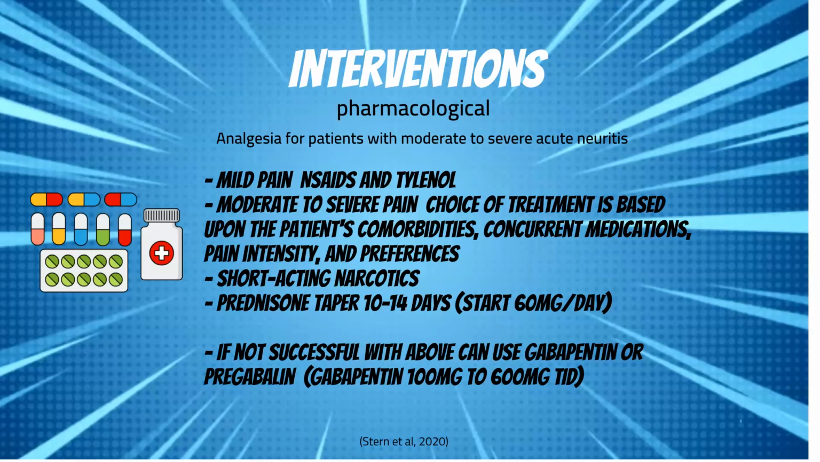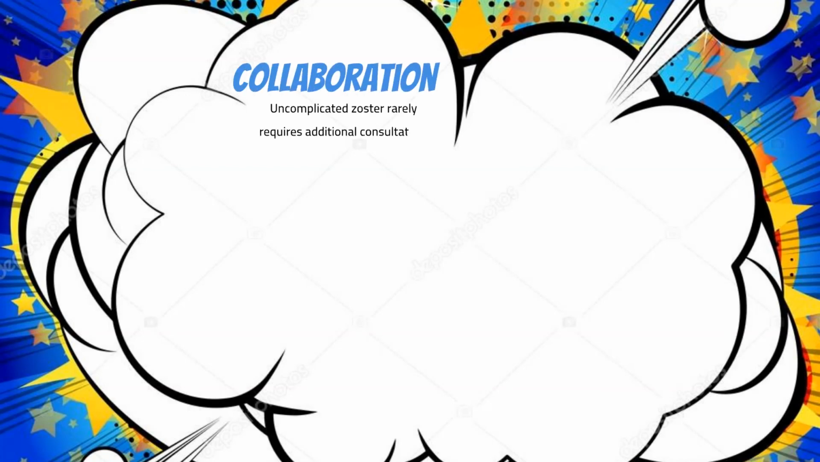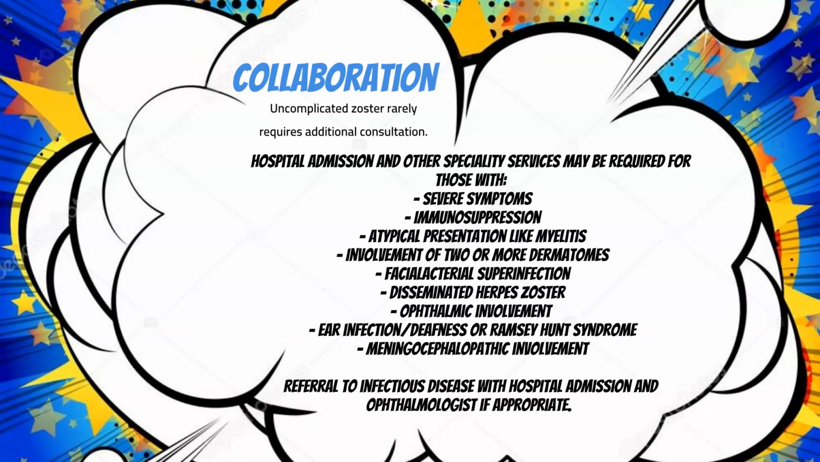Healthcare collaboration. Uncomplicated herpes zoster rarely requires additional consultation. Hospital admission and other specialty services may be required for those with severe symptoms, immunosuppression, atypical presentation like myelitis, involvement of 2 or more dermatomes, facial lateral superinfection, disseminated herpes zoster, ophthalmic involvement, ear infection, deafness, or Ramsay-Hunt syndrome, meningoencephalopathic involvement, and these require referral to infectious disease with hospital admission and an ophthalmologist if appropriate.